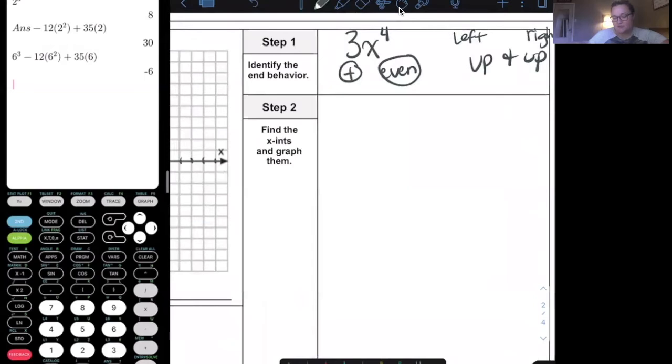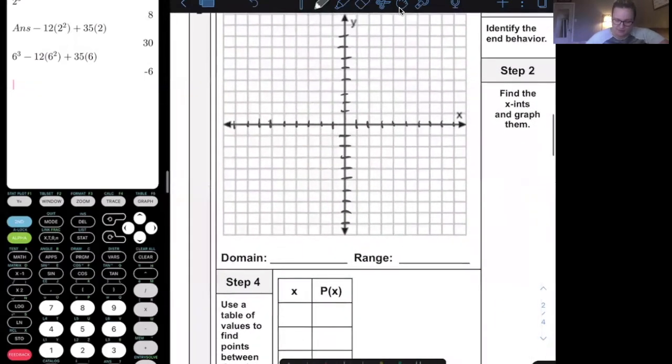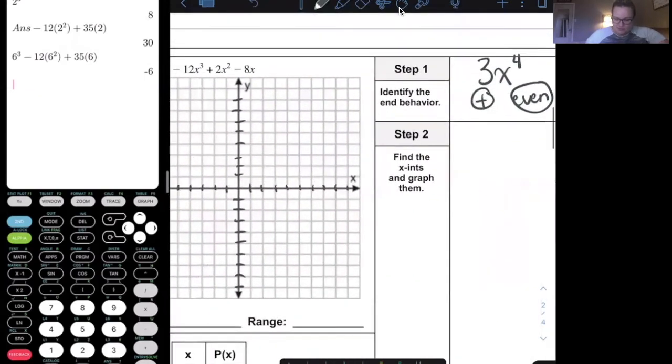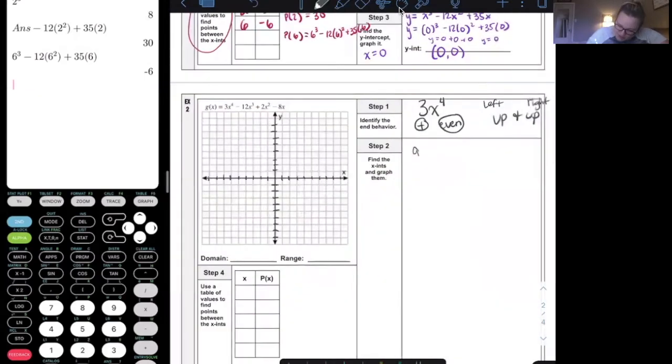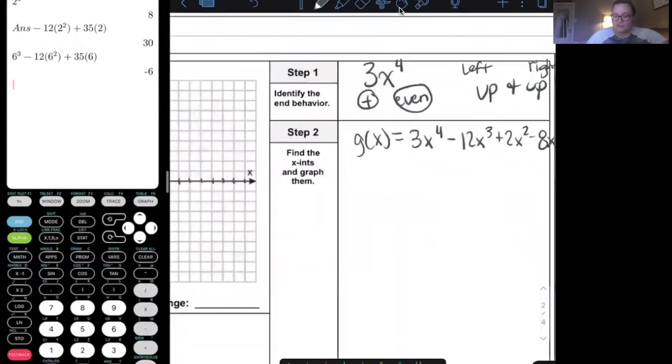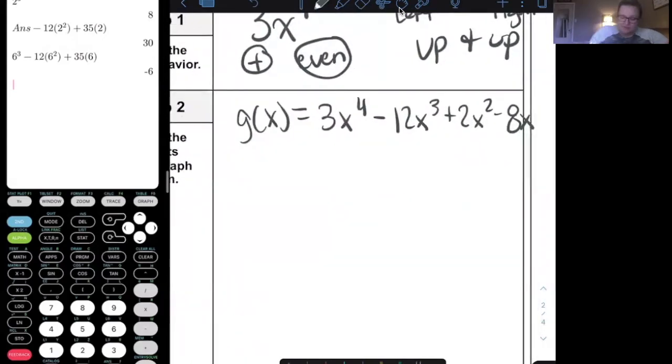All right, step 2, find the x-intercepts and graph them. So I'm just going to rewrite my function. g of x equals 3x to the fourth minus 12x cubed plus 2x squared minus 8x. The first thing I would do is factor out the GCF. And then you're going to have 4 terms, and you're going to want to factor by grouping.